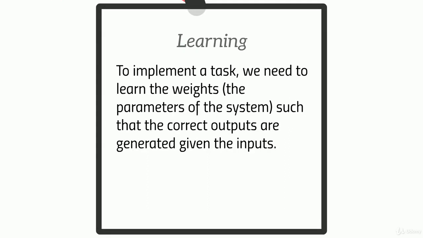These are the basic elements, so let's dive into a little bit more detail. In learning, with given weights W for an input X, we're going to compute the output Y. To implement a given task, we need to learn the weights W, which are the parameters of the system, such that the correct outputs are generated given the inputs. It's fairly simple. That's all we're trying to do.